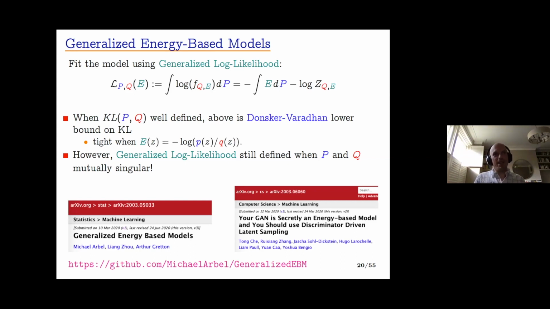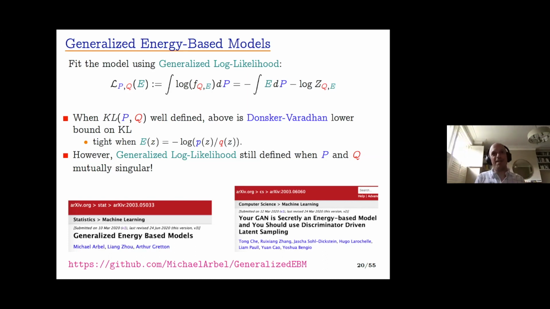So in the event that my KL between Q and P is well defined, so if I was in this naive situation where P and Q both had densities with respect to the Lebesgue, and P was absolutely continuous with respect to Q, and my KL was well defined, then the above would be the Donsker-Varadhan lower bound on the KL of P to Q. Okay, so expectation with respect to P of my exponential, my energy-based model, divided by Q. And this would be tight if the energy function was the negative of the log of the ratio of P to Q.